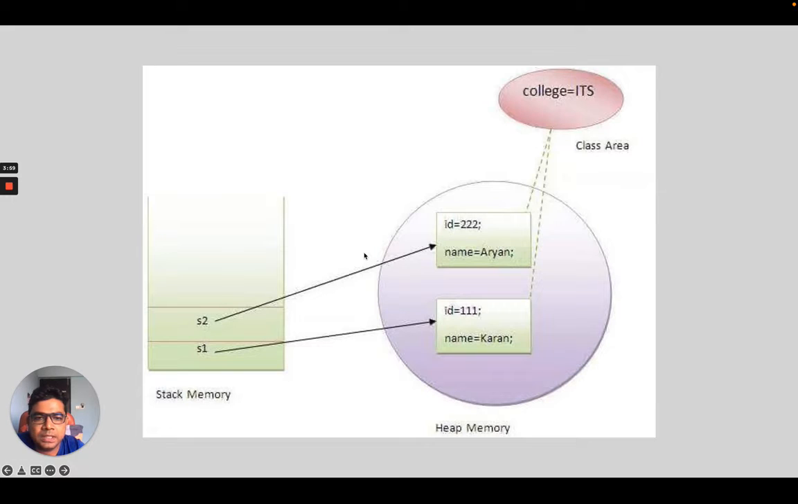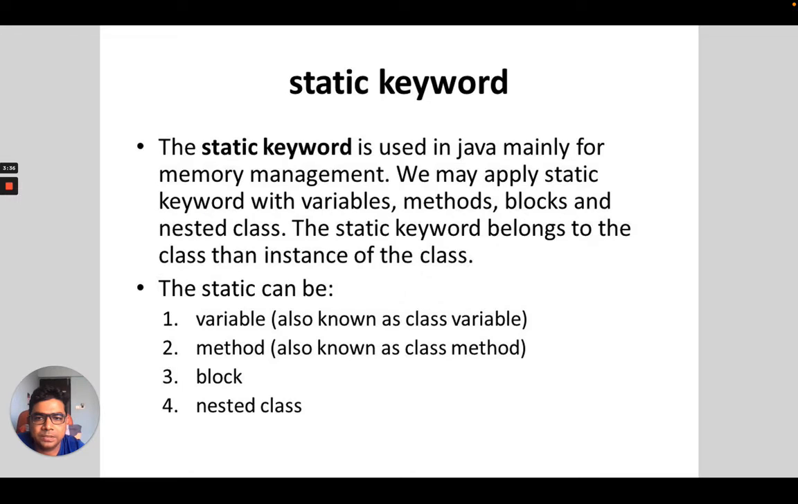Now, when we define static in the Java memory area, it is stored in the stack memory. An object is stored in heap memory, as we know. So the static keyword is defined at the class level, not at the object level. Whatever is static will be accessible to all the objects available for a given class. The static keyword is used in Java mainly for memory management. We may apply the static keyword with variables, methods, blocks, and nested classes.